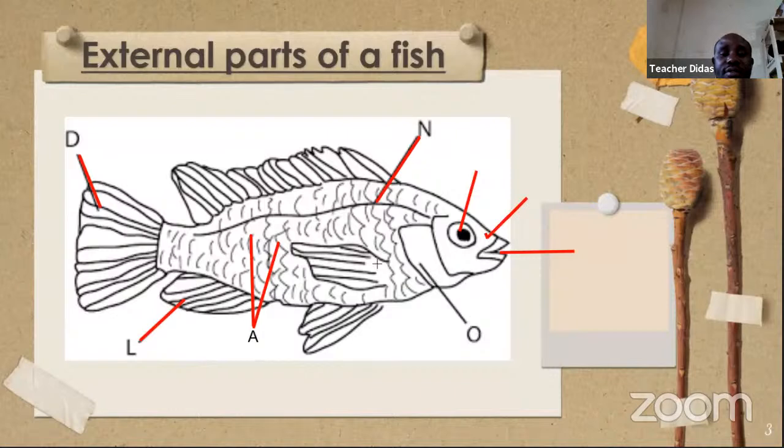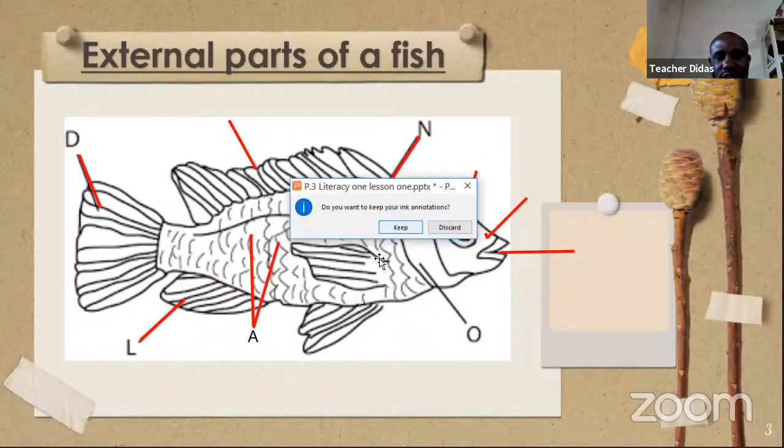Someone said the gill cover. There's also this part here. That is the dorsal fin and the lateral line. I want to put the answers, but let me see how best I will work it out. But that's how it is, class.